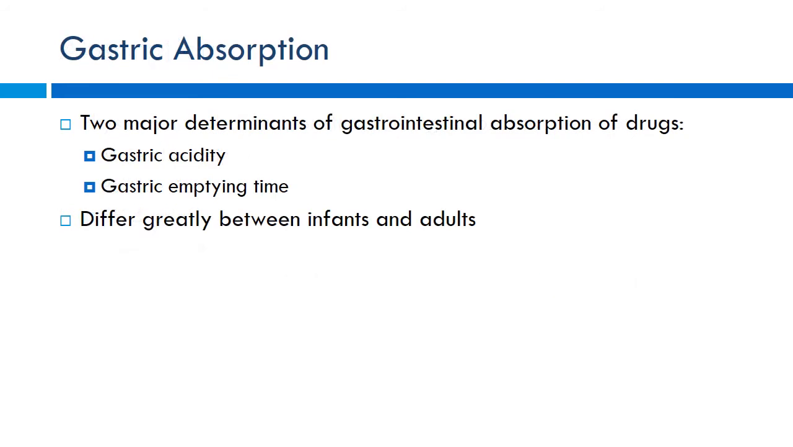So looking at the two major determinants of GI absorption for these drugs, it includes looking at the gastric acidity and also the gastric emptying time for the children. These differ pretty greatly between infants, especially in that neonatal period, up through the adult patients.